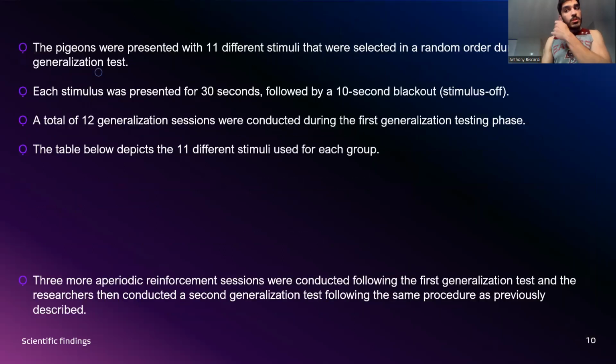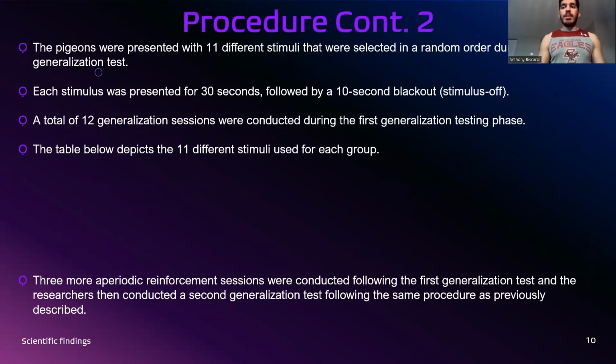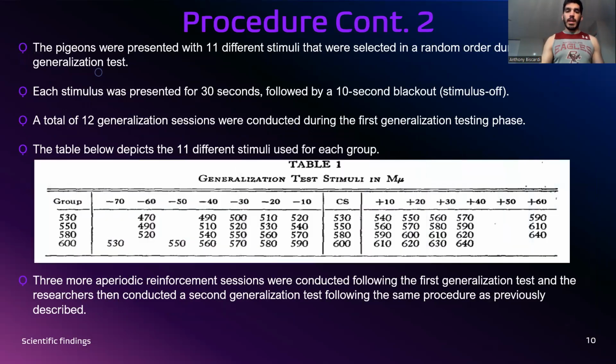There were also a total of 2 generalization tests conducted. I'll mention that later. So in the generalization testing, they would present the pigeons with 11 different stimuli. Okay, and you can see it in table 1. Each stimulus was presented for 30 seconds, and then there was a 10-second blackout. And this was also an extinction. So when they pressed the button, even if they pressed it in the presence of the wavelength they were trained on, there were no edibles provided. Okay, so no reinforcers were provided.